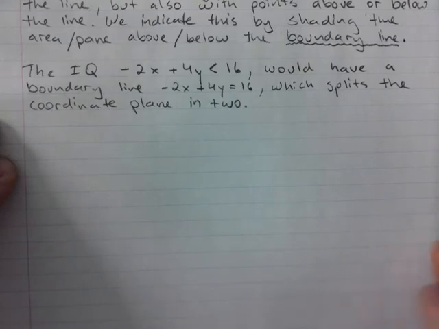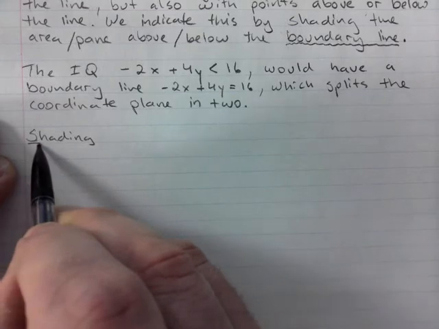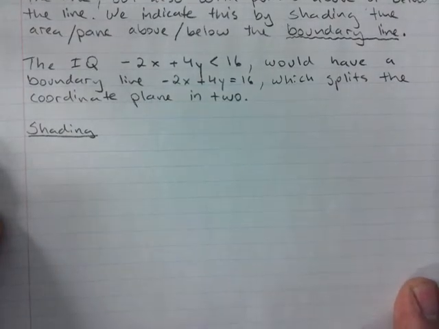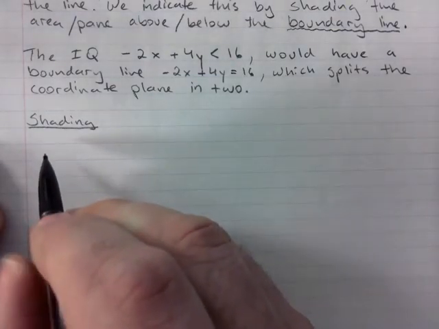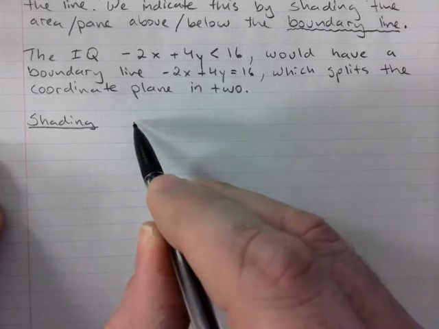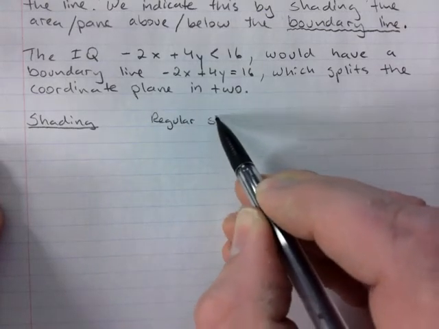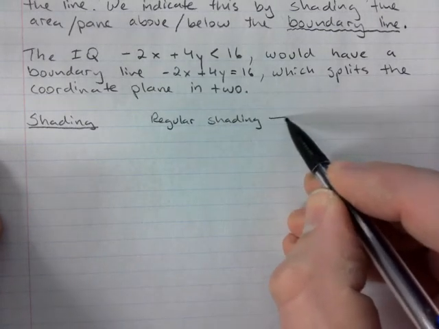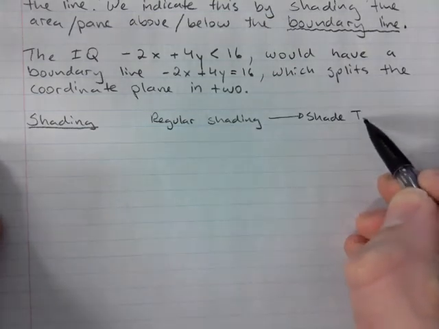Let's talk about shading a little bit. If I ask you to graph an inequality and you just graph the lines and do not shade, you're missing a concept, right? So you've got to make sure you include shading. So we have regular shading, and what that means is we shade the true region.